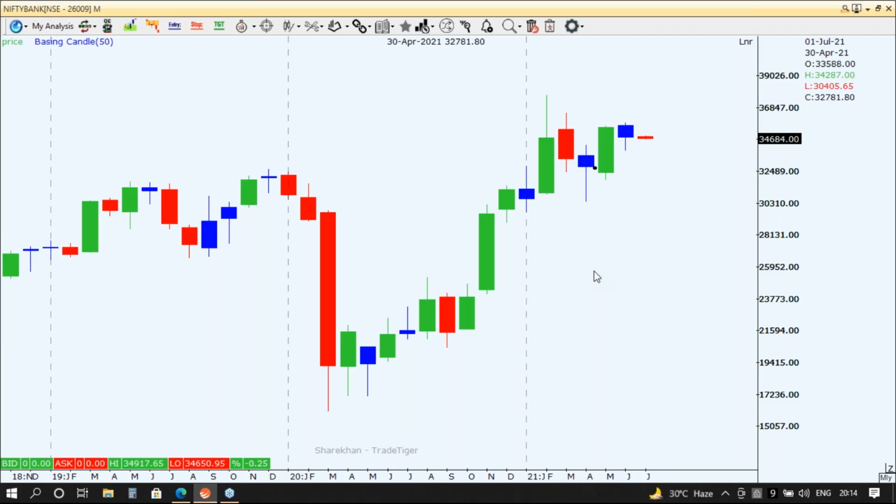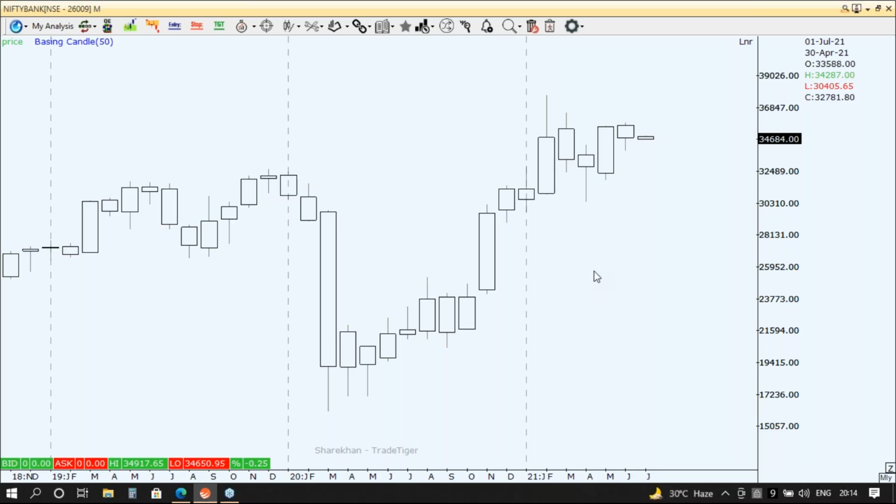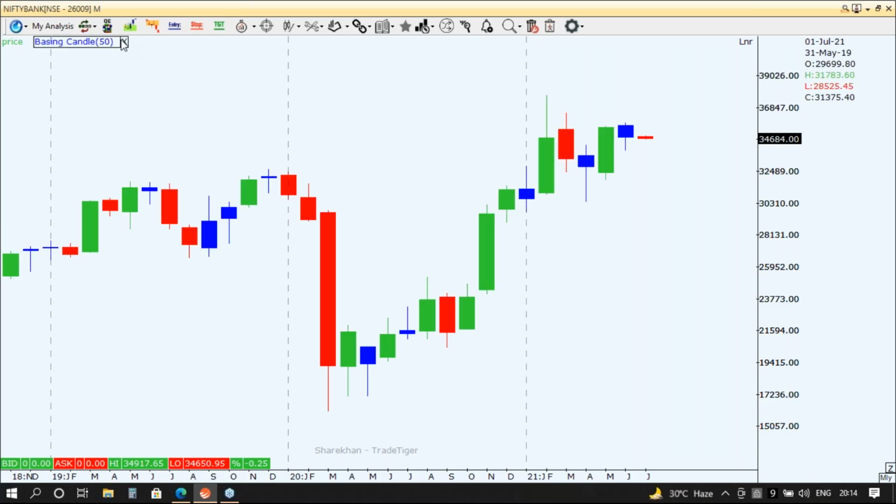Perfect, perfect. Okay, if I remove the color of the candle, how would you judge whether it is a drop-based rally or is it a rally-based rally? How would you judge that? Whether it is a DBR or RBR, it is very difficult. Okay, yeah, so don't go only by the basing candle indicator. Don't necessarily try and mark your levels all the time with blue candles. Don't do that. Have a good picture.